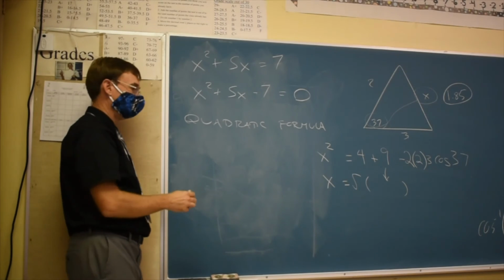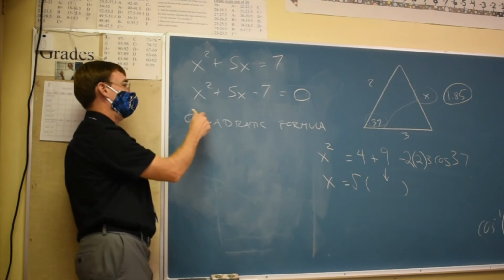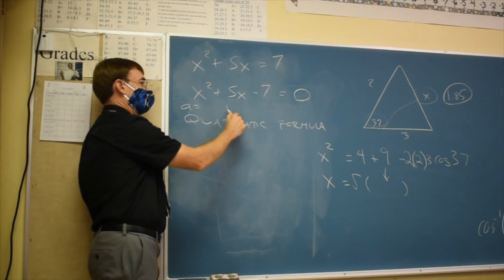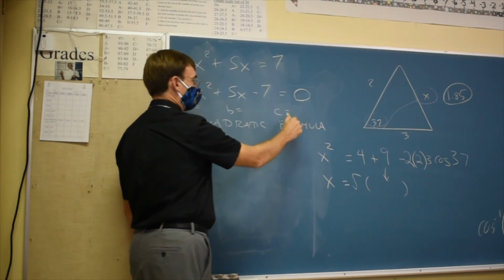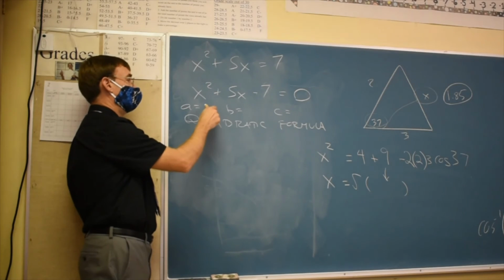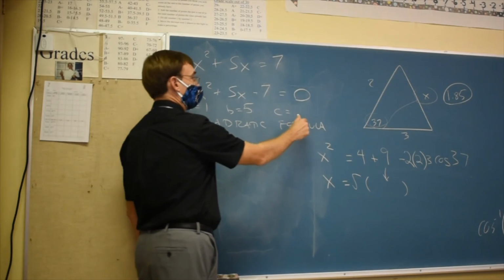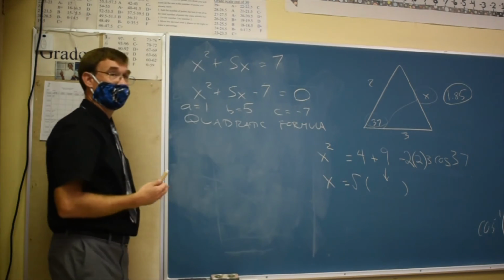If we label them up there, there is an A, there is a B, there is a C, which is which? A is the x squared. So that's 1, B is 5, negative 7. C is negative 7. That's how we pick them.